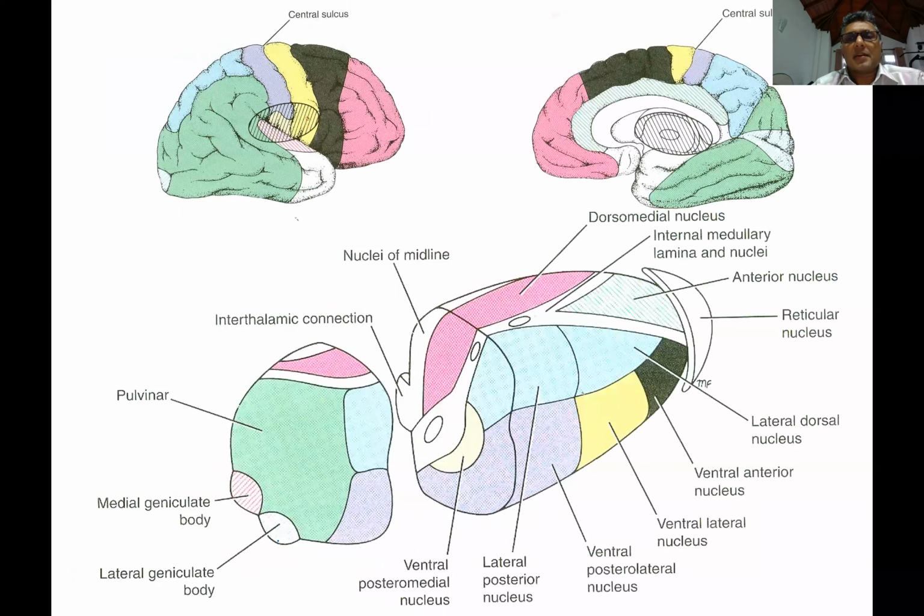Again, this is another diagram from Richard Snell, Snell's neuroanatomy, to show you the medial and lateral geniculate bodies. And if you cut the thalamus, you see the nuclei even inside, different nuclei here. Ventroposterolateral nucleus, lateral nucleus, all that. Ventromedial nucleus. You don't have to remember the names of all these nuclei.